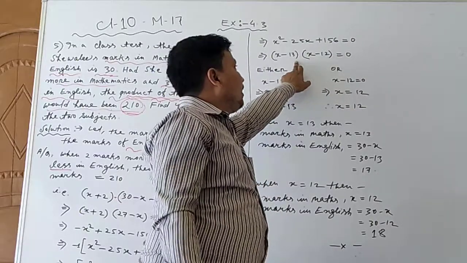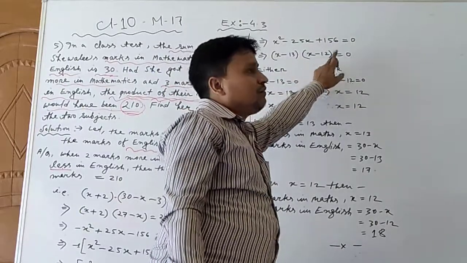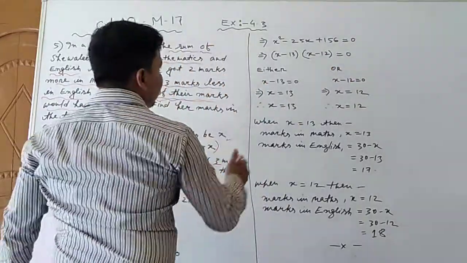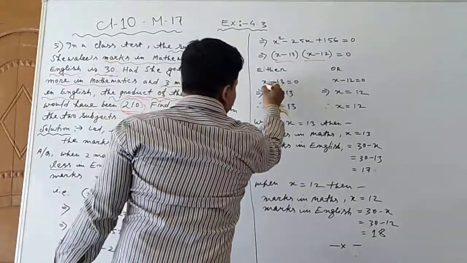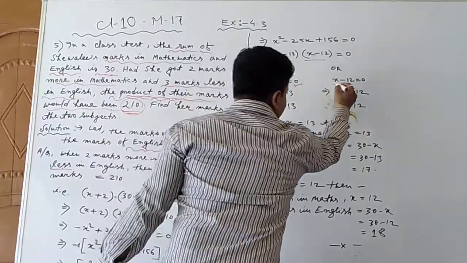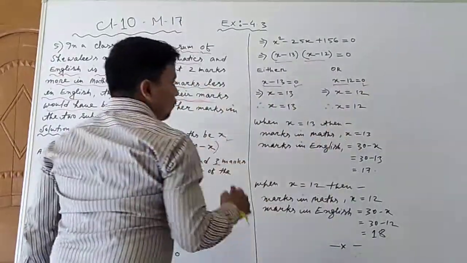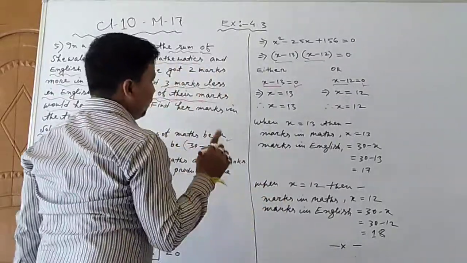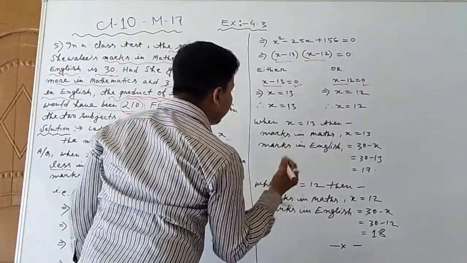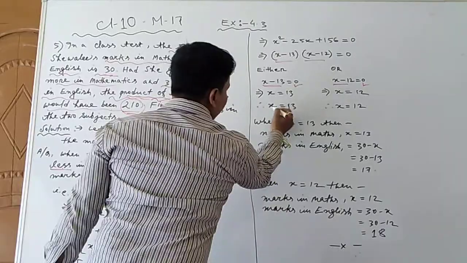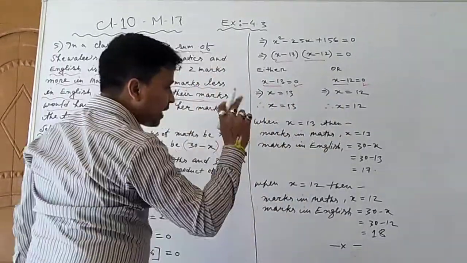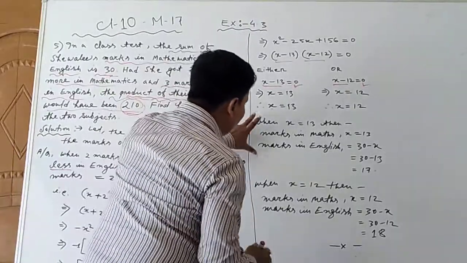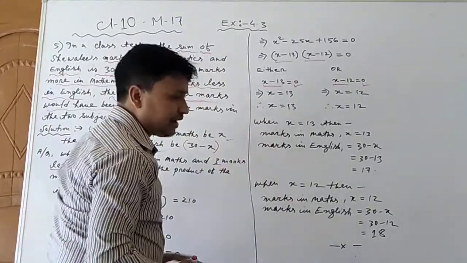One is x minus 13, another one x minus 12 equal to 0. After that, these two are the factors, that's why we can write this factor is equal to 0, this factor is equal to 0. For getting the roots of the equation. Roots of the equation means the value of the variable. So by shifting you will get x value 13, x value 12. Both are positive, both are acceptable.